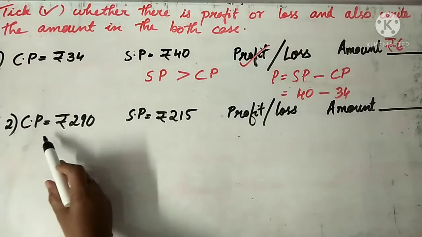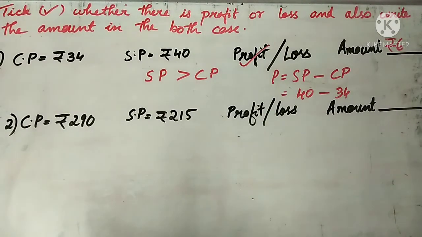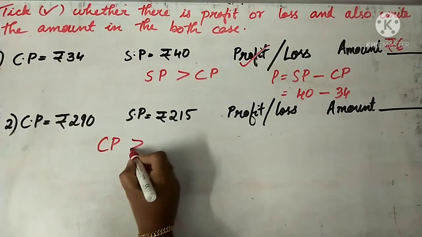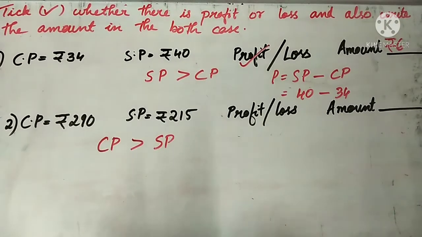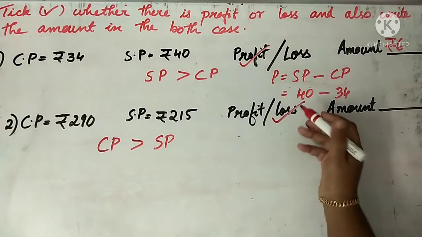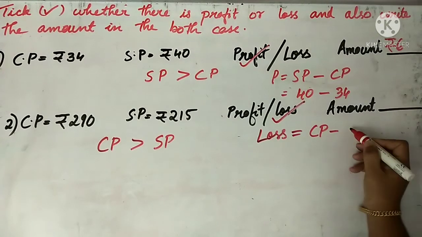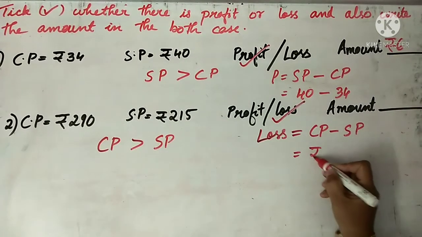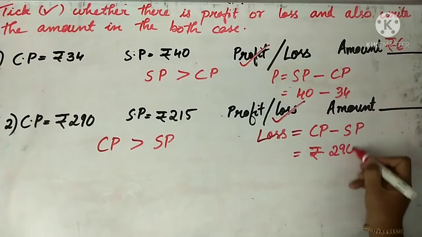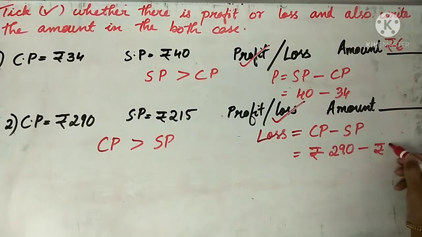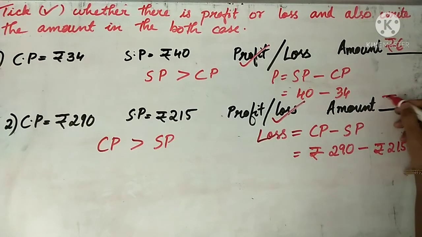Second question, CP is equal to 290 and SP is equal to rupees 215. From this, it is clear that CP is greater than SP. That means there is loss. Okay. To find loss, we can use the formula loss is equal to CP minus SP. That is rupees 290 minus rupees 215. While subtracting, we get amount as rupees 75.